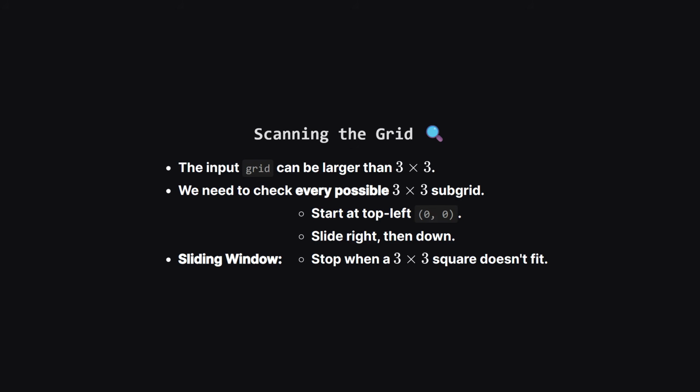The input grid might be bigger than 3x3. It could be 4x4, 5x10, anything. So our job is to act like a sliding window. We look at the top left corner, grab the 3x3 square starting there, and check if it's magic. Then we slide over one spot and check again. We do this for every possible starting position where a full 3x3 square can fit.